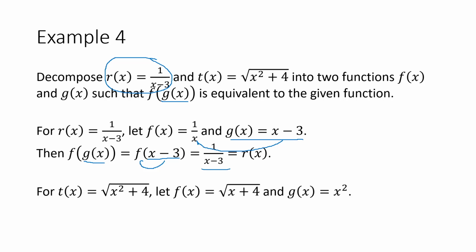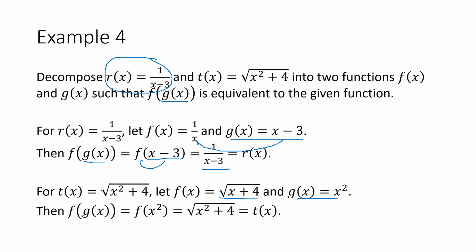For t of x, try that one. We have the square root of x squared plus 4. This is kind of like the other example that we saw. One way to do it would be to split it as the square root of x plus 4 for f of x, but then that first step of x squared for g of x. And again, when we compose together, right, g of x becomes x squared, and plugging that in gives us the square root of x squared plus 4, which is what we started with.